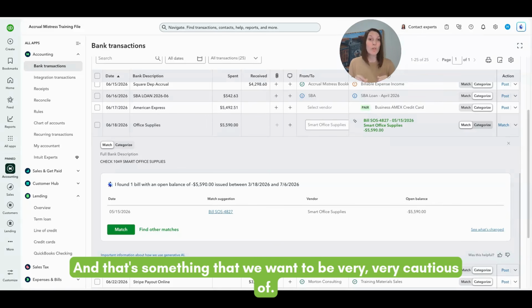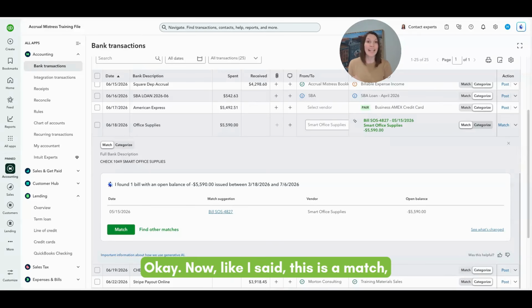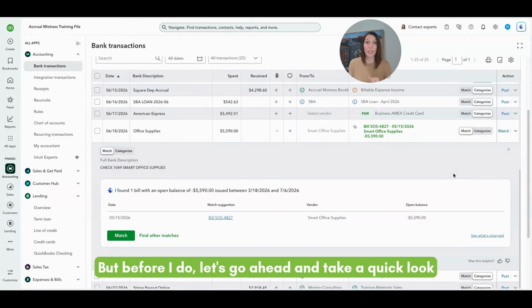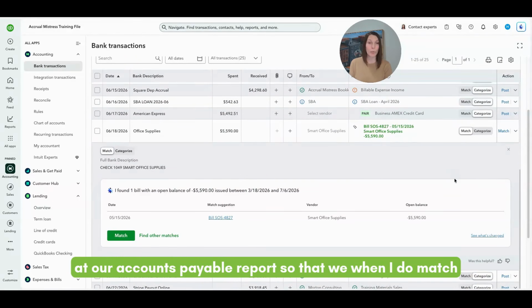And that's something that we want to be very, very cautious of, okay? Now, like I said, this is a match. We can absolutely go ahead and match it. But before I do, let's go ahead and take a quick look at our accounts payable report so that when I do match it up, we can see what is truly happening behind the scenes.